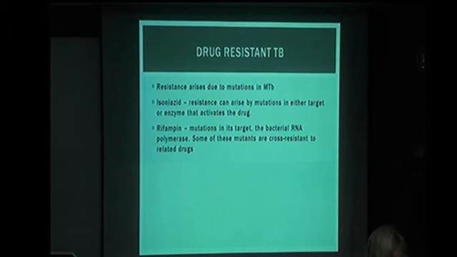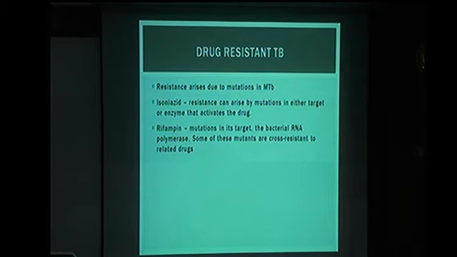All the drug resistance arises from mutation in TB. There are no reassortments or anything like that, and I don't believe there's any sign of plasmids or that type of DNA uptake. For isoniazid, resistance arises by mutation in the target enzyme or mutation in an enzyme that activates the drug. So the isoniazid has to be activated by an enzyme in TB, and then it can kill TB. So you can mutate either one of those.